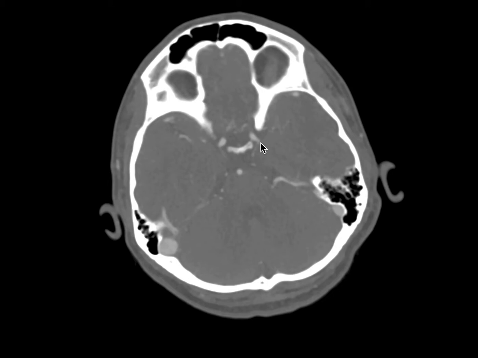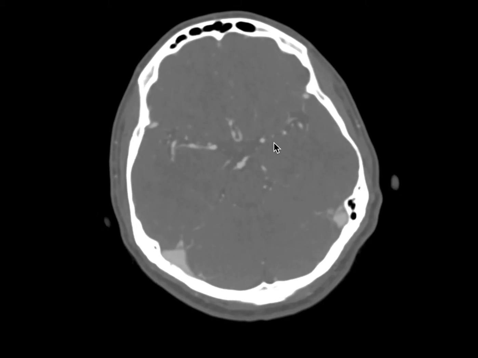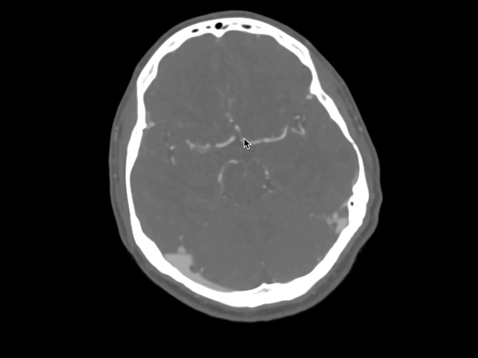This is therefore the beginning of our C7 communicating segment, which further out will give rise to the anterior choroidal artery and then finally bifurcate up here into our anterior and middle cerebral arteries.